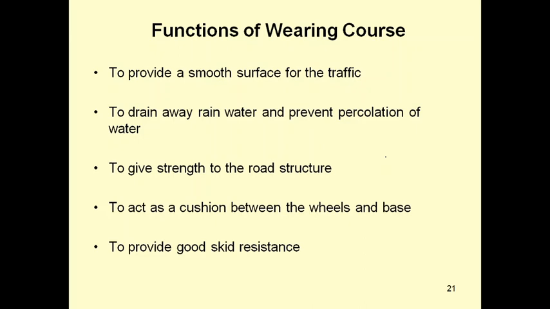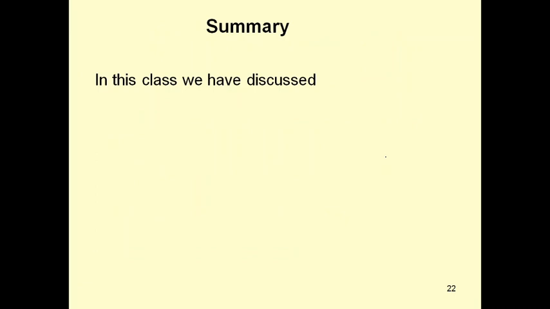So finally, the summary: in this class we have discussed today the various component parts of the road structure and the functions of each component part of the road structure. So coming to the examination questions: draw the cross section of a road structure, indicate the component parts, and explain the functions of the component parts of the road structure.